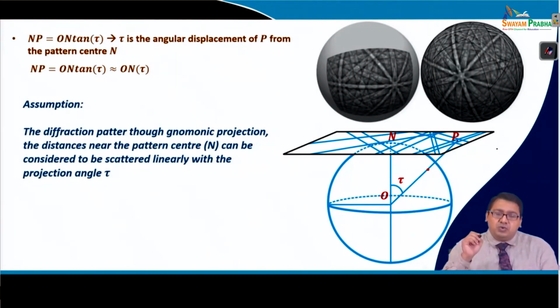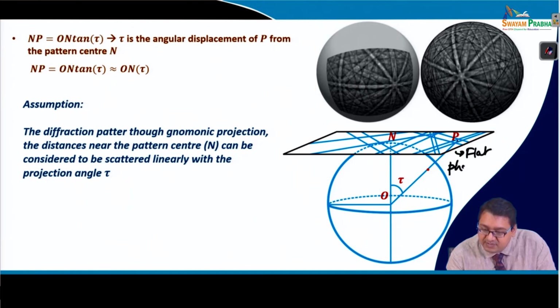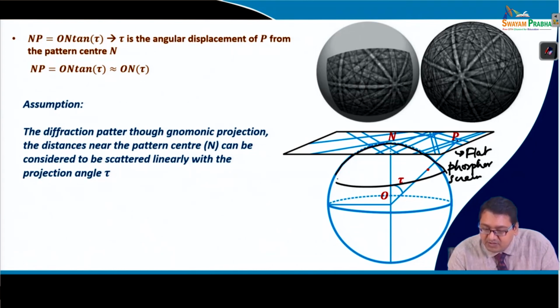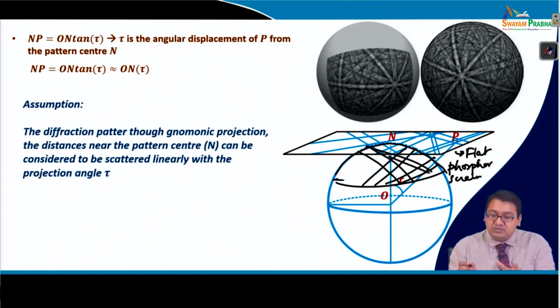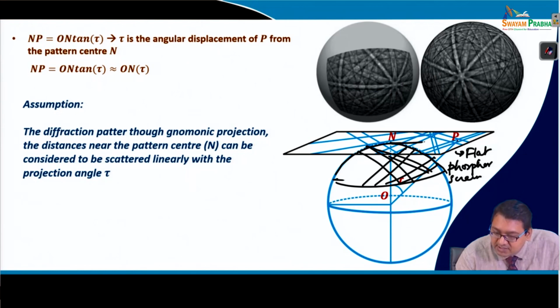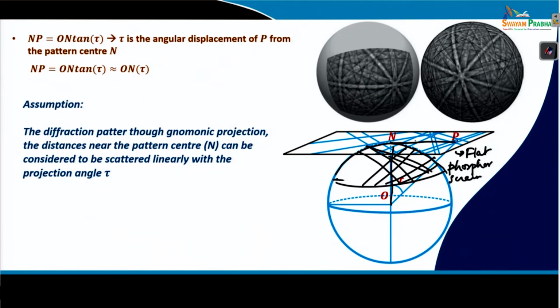You see that while we are finding out this information regarding the zone axis and the ND and the RD of the sample, we know that the Kikuchi pattern is basically on a flat phosphor screen, right. And this basically, it is a gnomonic projection, should have been on a sphere, right. It should have been something like this on a sphere, right. So, the difference between the flat phosphor screen and the sphere is basically given by, you see, the distance n p is equal to O n times tan of tau.